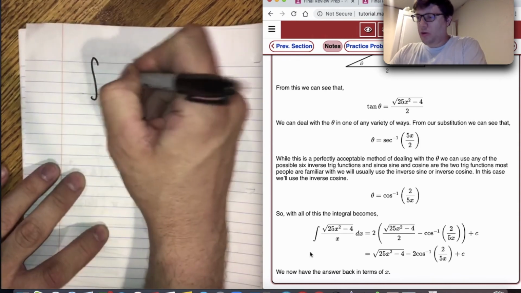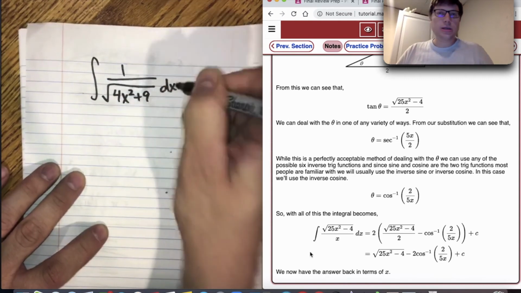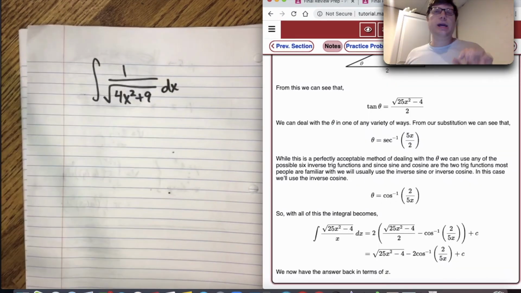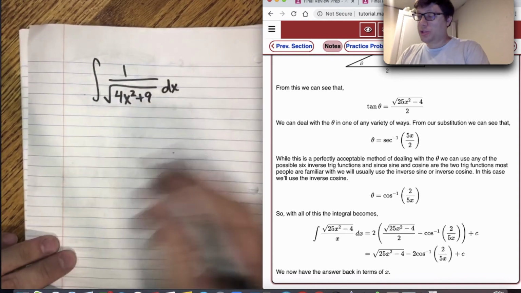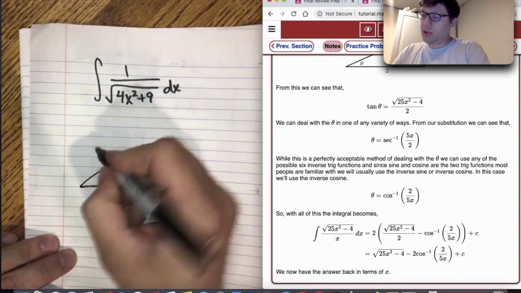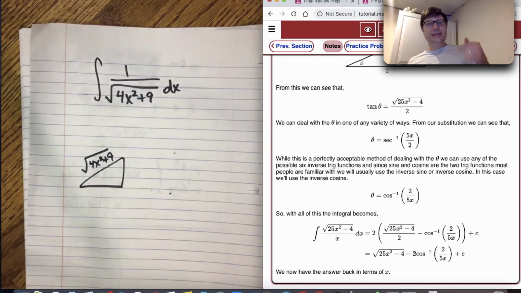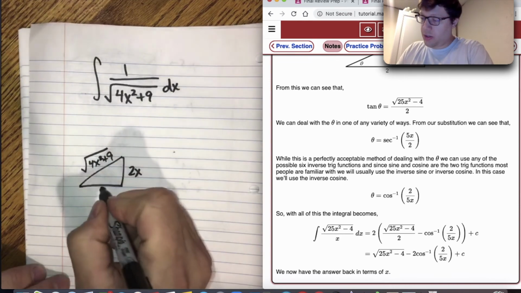So we have 1 over square root 4x squared plus 9 dx. Okay, so I'm going to apply at least just this much information. I'm going to think about this in terms of theta, in terms of what we can then swap out. So if I think about this as a squared plus b squared equals c squared, this might be 4x squared plus 9. What does that make the opposite side? 2x. What does that make the adjacent side? 3.